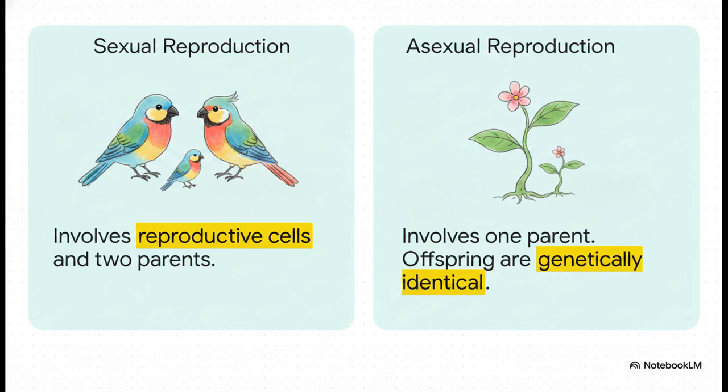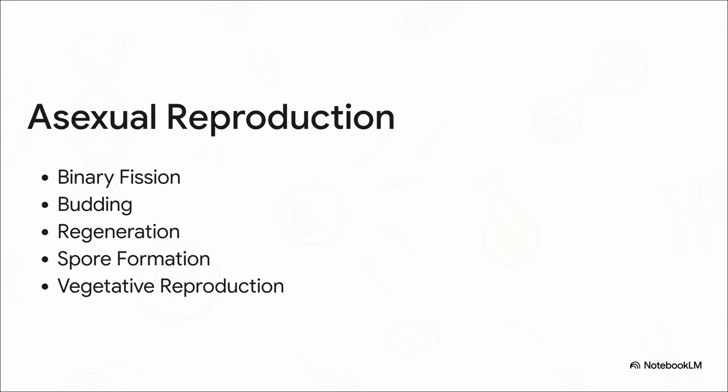Life basically relies on two main methods to pull this off. Sexual reproduction requires two parents and reproductive cells, which gives us genetic variation. That means the offspring are actually different from the parents. On the flip side, asexual reproduction involves just one parent producing an exact genetic copy. No variation there. And for those organisms that reproduce asexually, the methods are surprisingly diverse.